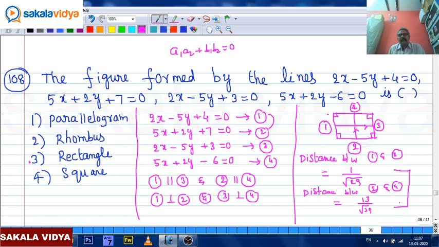They are not the same, not equal. Say this is P, this is Q. P does not equal Q. That is why it is a rectangle, not a square. That means the third option is the right option. If the distances between the parallel lines are equal, then it may be a square, but they are not equal. That is why they form a rectangle.